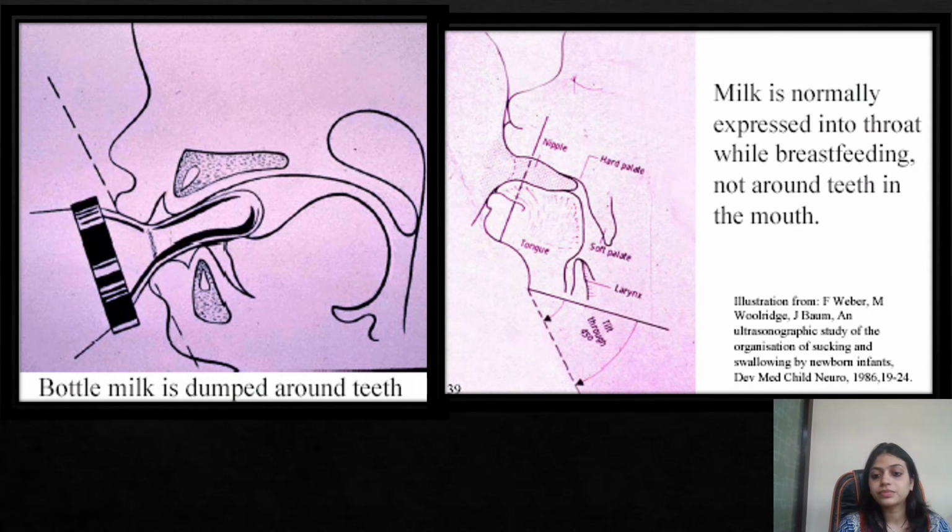This is one of the major factors why children who are bottle fed are prone to more dental caries, because bottle milk is dumped around the teeth. If you see, this is how the nipple from the bottle goes inside the mouth, and it lies here up to here. So the milk which is expressed is dumped around the teeth, whereas while the child is breastfeeding, the milk is usually expressed into the throat, not around the teeth. So this is the reason why children who are breastfed, compared to bottle fed, are at a lower risk for developing caries.